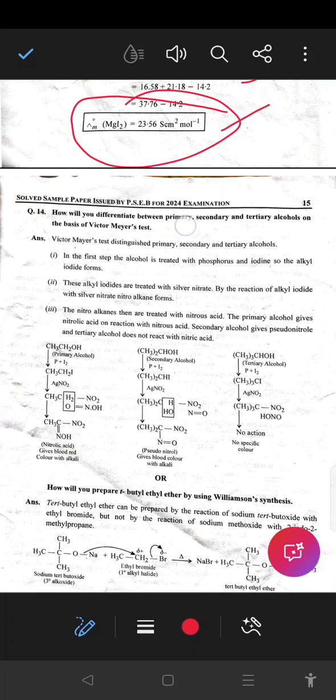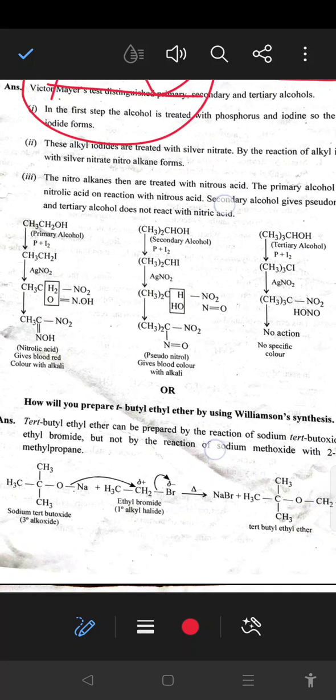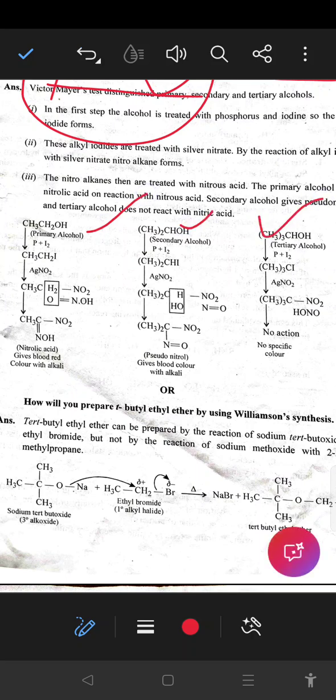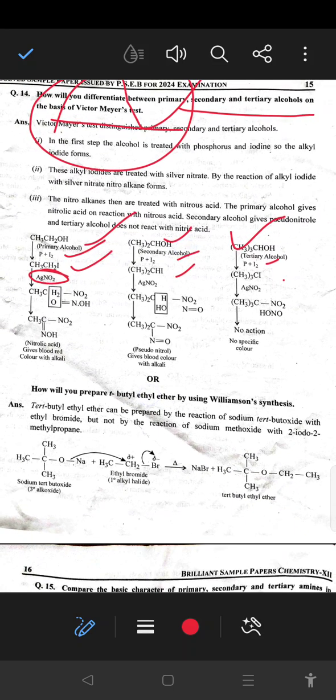How will you differentiate between primary, secondary and tertiary alcohol on the basis of the Victor-Meyer test? As we know, this is the test for distinguishing between primary, secondary and tertiary alcohol. When primary, secondary and tertiary alcohols are treated with phosphorus and iodine in the first step, there is a formation of an iodo product. In the second step, silver nitrate reacts with the primary, secondary and tertiary products.